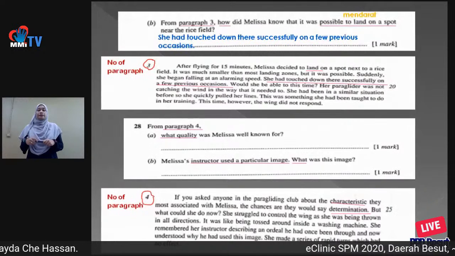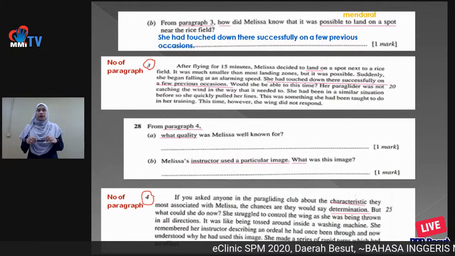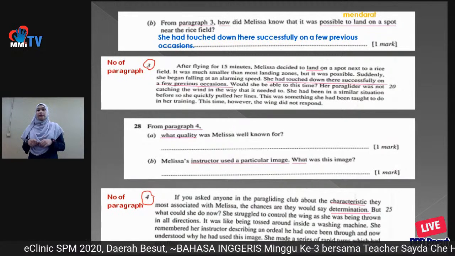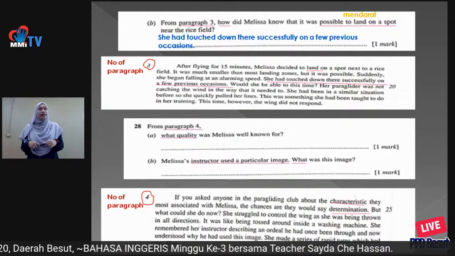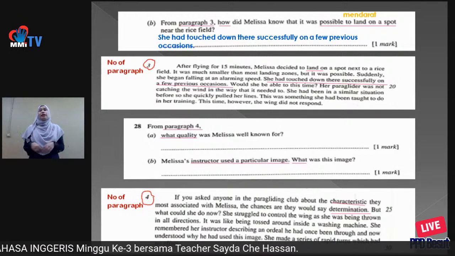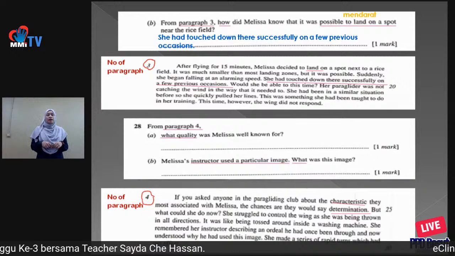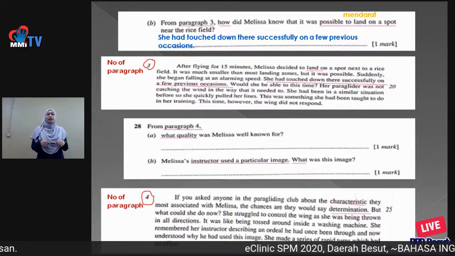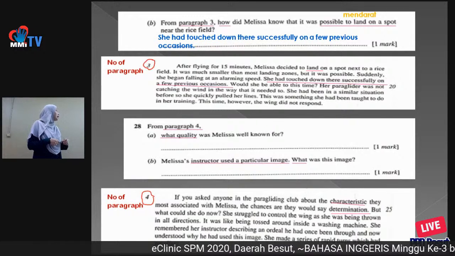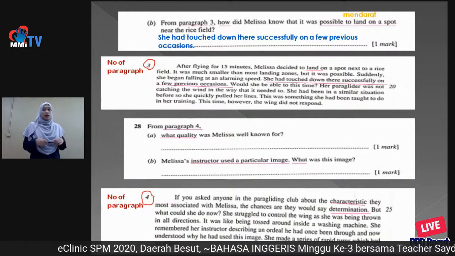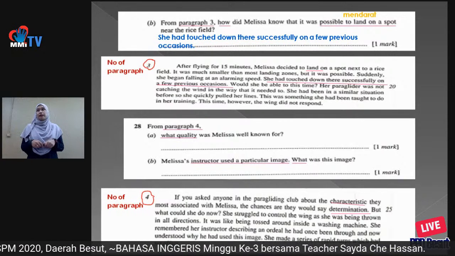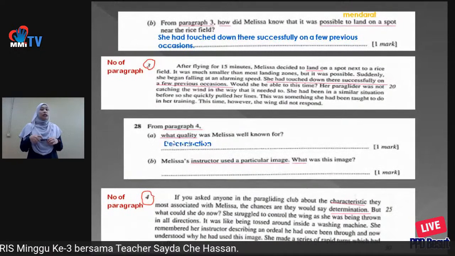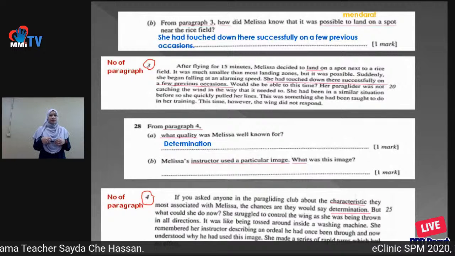If you study the novel Sing to the Dawn, okay, the character of Dawan, okay, she is very determined. So maybe you will be very familiar with the word determination. Okay, keazaman, berazam. Some of you may write the answer, the chances are they would say determination. Okay, take the whole thing. Okay, but then it's wrong because dia tanya quality sahaja. So the answer should be only determination.